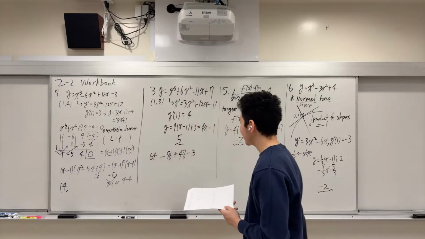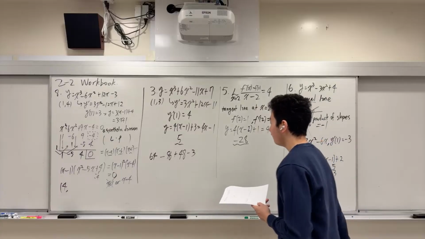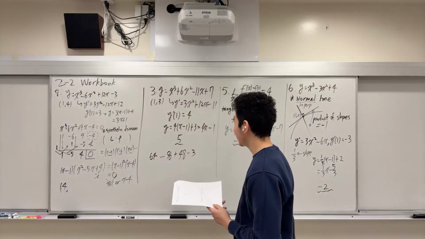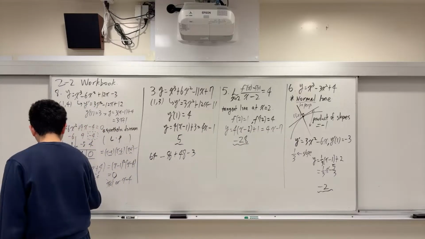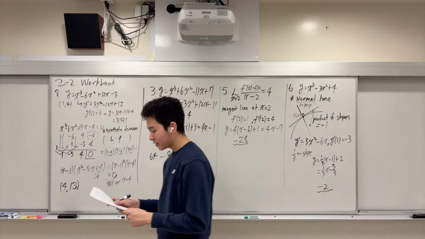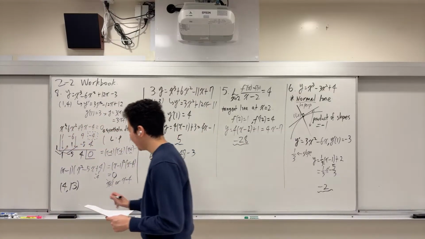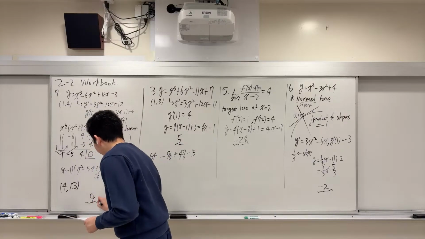So 64 plus 48 is 112, minus 96 is 16, and that would be 13. 4 comma 13 would be your final answer. So find b minus a, so that would be 9.